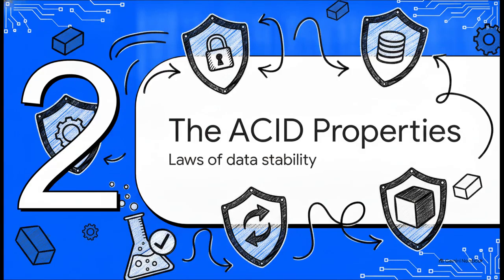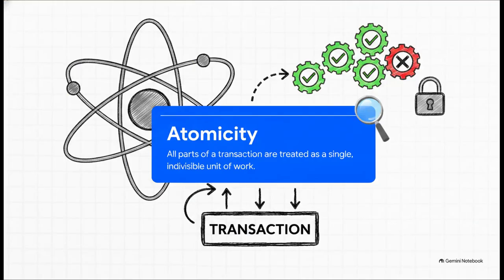Moving on to Section 2, the ACID transaction properties, the universal laws of database stability. Okay, pay really close attention here because this is a crucial exam concept. Every individual transaction must pass what we call the ACID test. These are basically the rules of engagement designed to prevent database chaos.